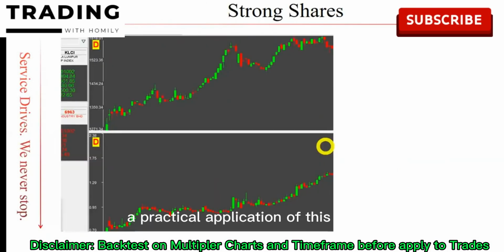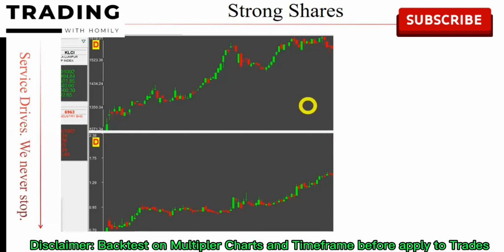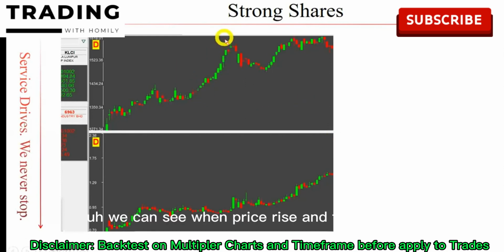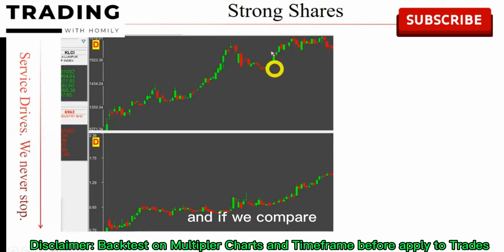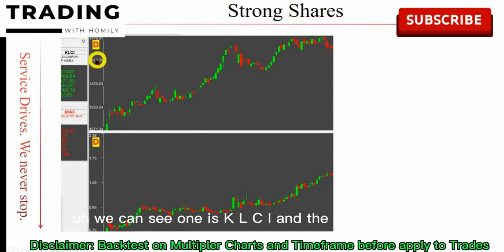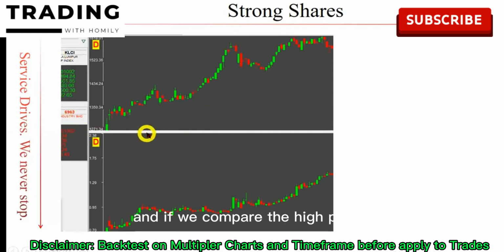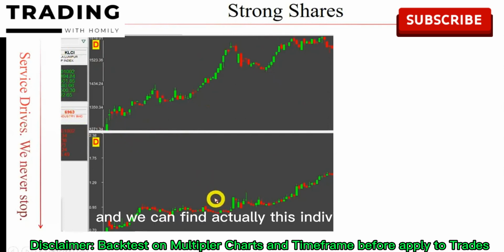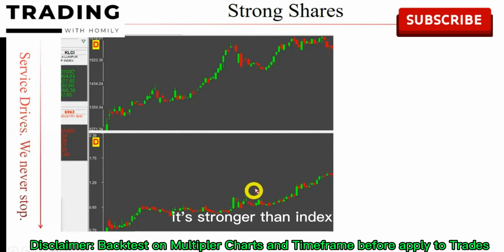A practical application of this axiom is to distinguish whether a stock is strong or weak. So let's see this share. We can see when price rise and fall, there will be some high points. And if we compare, we can see one is KLCI and the other is 6963. And if we compare the high points, we can find actually this individual stock is stronger than the index.